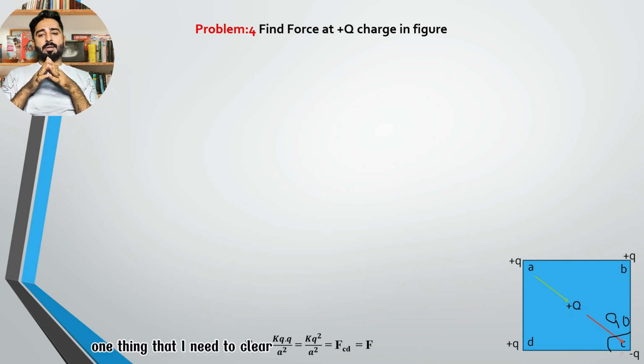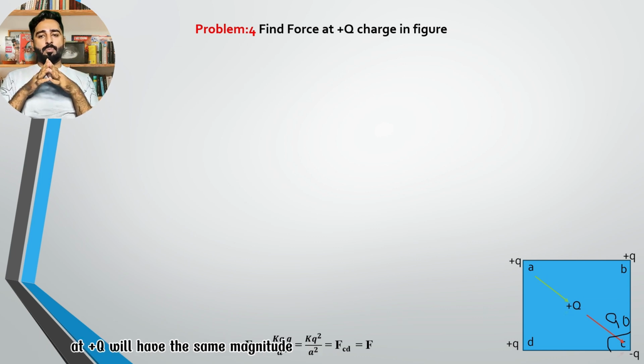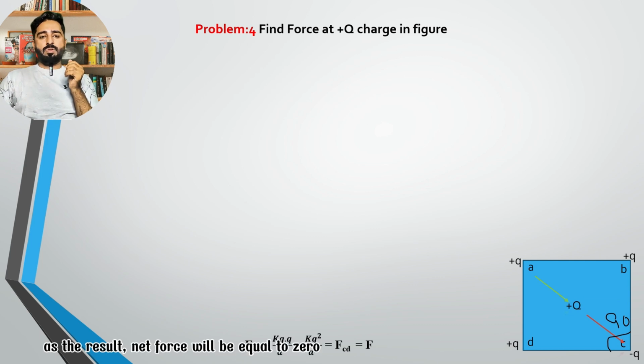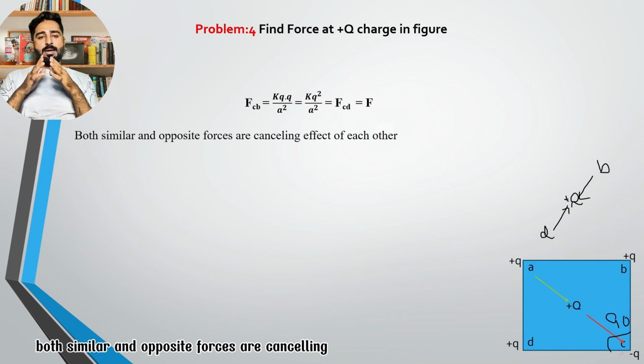One thing that I need to clear: the force applied by the charge at point B on the Q and the force applied by the charge from point D at point Q will have the same magnitude. So they will cancel their effect. As a result, the net force will be equal to 0. Both similar and opposite forces are cancelling the effect of each other.